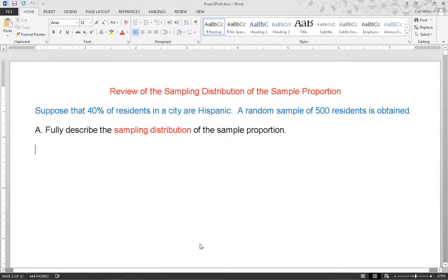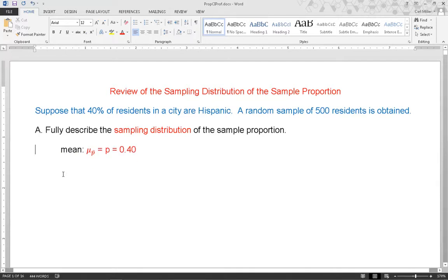So let's begin with a review of the sampling distribution of the sample proportion. Suppose that 40% of residents in a city are Hispanic. A random sample of 500 residents is obtained. A. Fully describe the sampling distribution of the sample proportion.